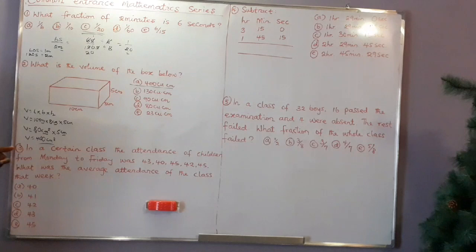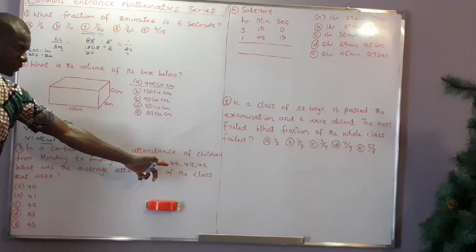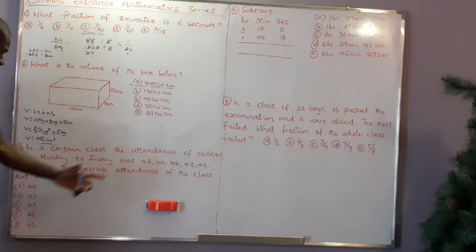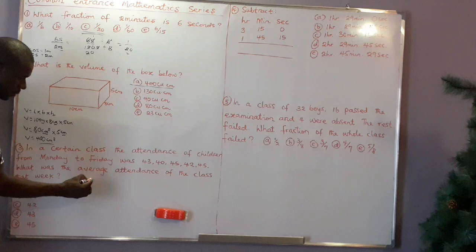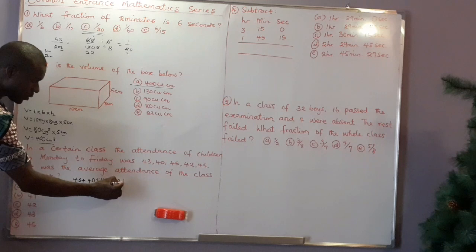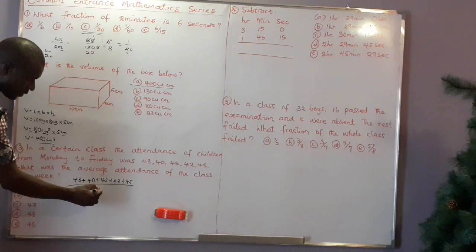Let's look at the third question. In a certain class, the attendance of children from Monday to Friday was 43, 40, 45, 42, and 45. What was the average attendance of the class that week? Now, average is the same thing as mean. How do you calculate problems that have to do with average? It's very simple. Just sum the numbers together and divide by how many they are. So let's sum the numbers up. We have 43 plus 40 plus 45 plus 42 plus 45, okay? Those are the numbers given. Divide by how many are they? 1, 2, 3, 4, 5. Because the numbers are 5, you divide by 5, okay?